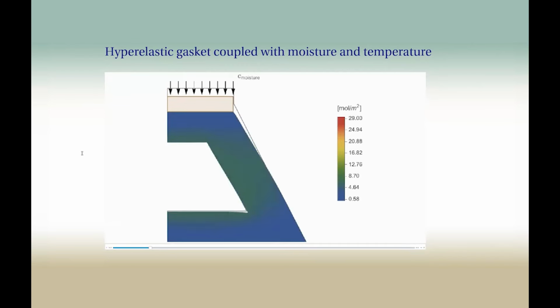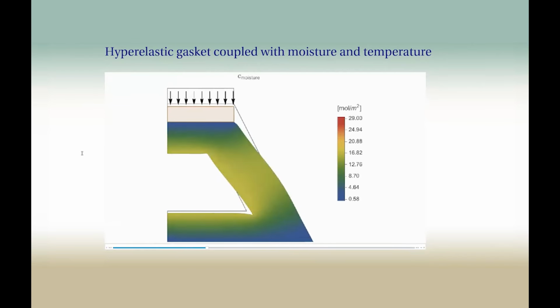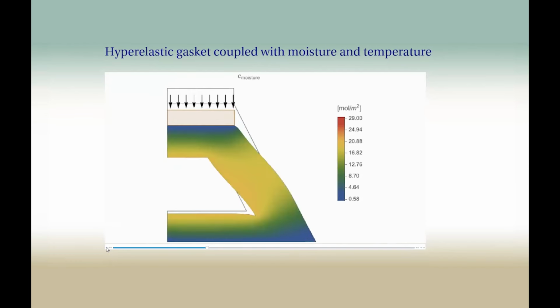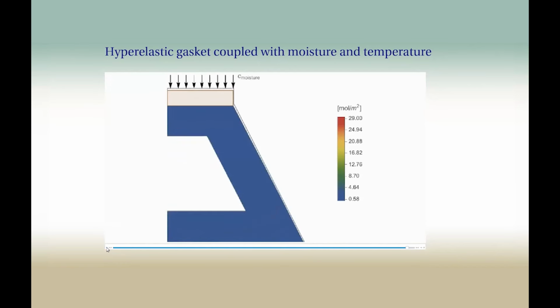I mean, this is just to show you a bit what can be done. So this is a fairly complicated application model, but things like that can be done now. So coupling of hyperelastic materials with mass transport for the moisture and temperature heat transfer is possible.